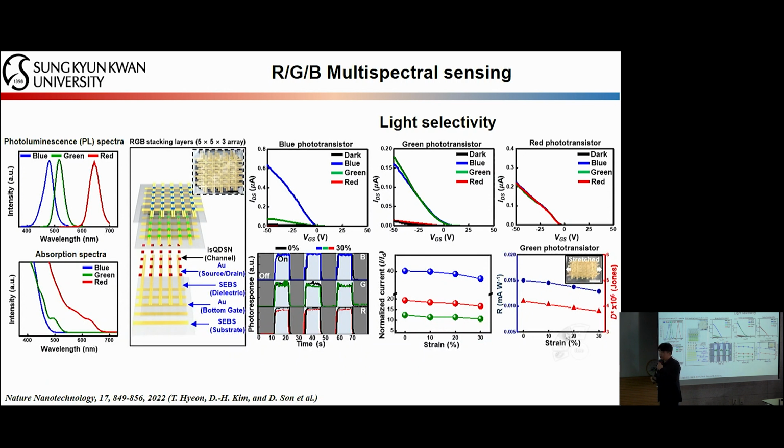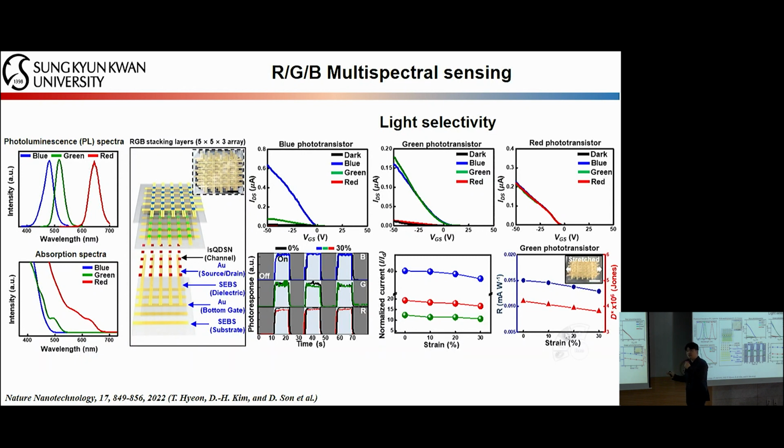However, in the array configuration like this, we only chose the RGB three-color phototransistors due to the areal density issue, and to further mimic human vision, we can see the RGB colors. Their light selectivity was carried out with the RGB phototransistors, and also, as you can see here, blue light was detected by all kinds of phototransistors due to its short wavelength range in the absorption spectra.